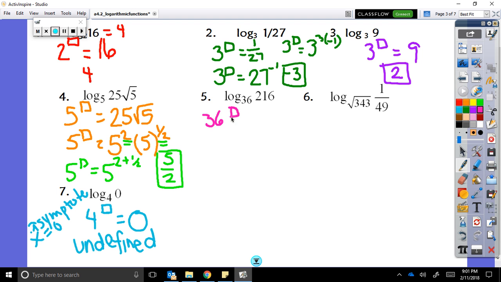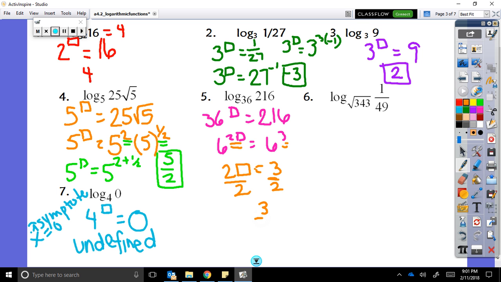36 to the what power is 216? Okay, so first off, you kind of have to know how 36 and 216 are related. And 36 is 6 squared. And 216 is 6 to the third. So this is really the equation that you're solving. Let me underline it for you. 2 to the what is 3. 2 times some box has to equal 3. If we divide by 2 on both sides, we get that that is 3 over 2. Okay, so 36 to the 3 over 2 equals 216.